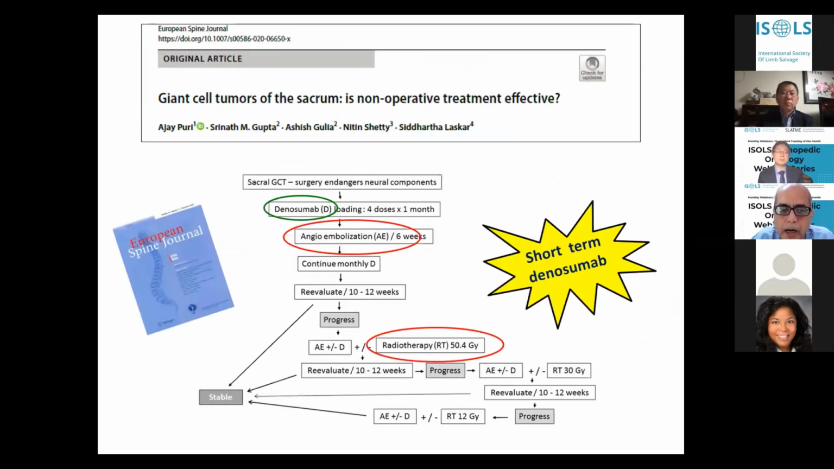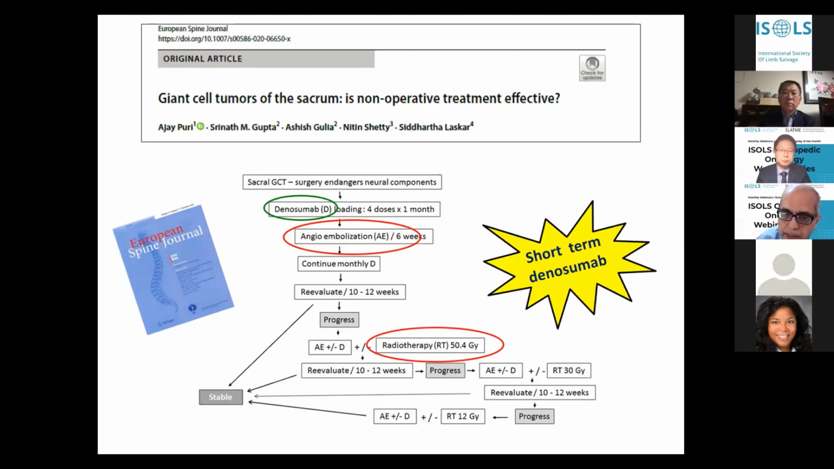Another paper by our group that spoke about large sacral giant cell tumors in which surgery, if done, would lead to considerable neurological morbidity in terms of possible loss of bladder and bowel because of injury during curettage or a resection. So we used a combination of denosumab and angioembolization, which has been used earlier, and the few cases that did not respond, backed it up with radiotherapy.